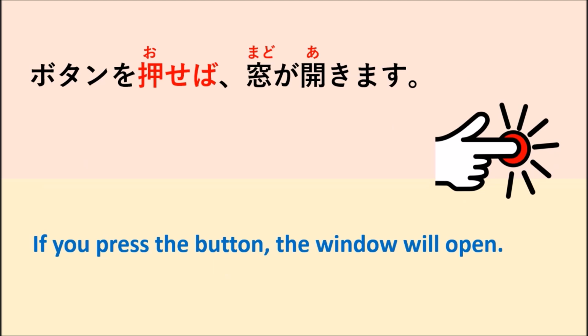Hanasu, hanashimasu, hanaseba, something like this. Hanasu, which means speaking, is the dictionary form. Hanashimasu is the masu form. And when you want to change to the ba form, just say hanaseba. If you speak, something like this. And let's see the next.